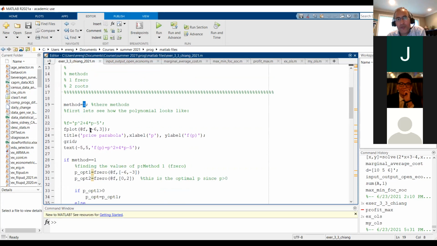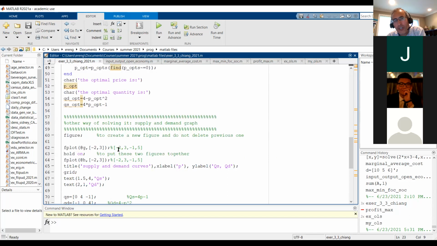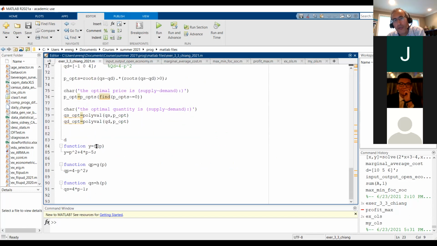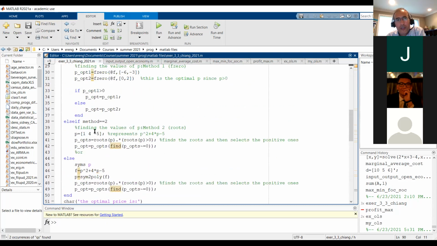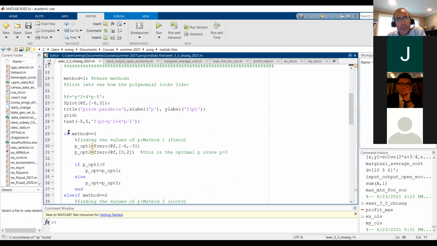What I'm doing is I'm first plotting f. So what I've done is I have defined the functions down here. I have defined three functions. Function y, f of p, this is the function. I need to enter p. I have created another, qd, so this is the demand function. Okay, and I've created a qs, that is the supply function. Three functions in between the function. Okay, so let's do this by steps. So let's take a look at what happens here.